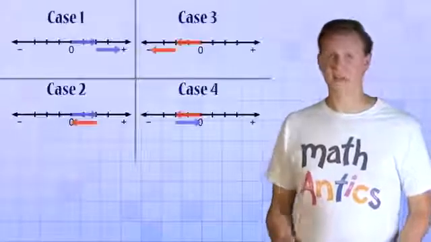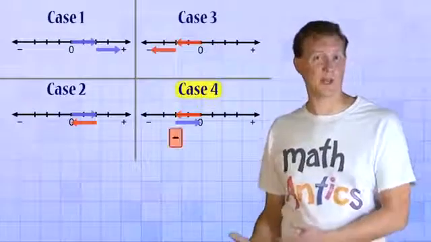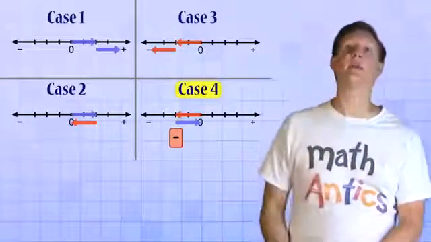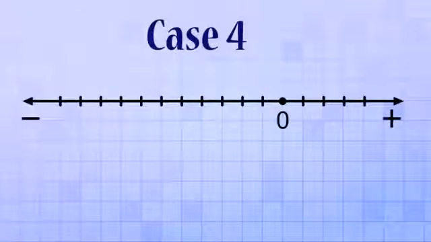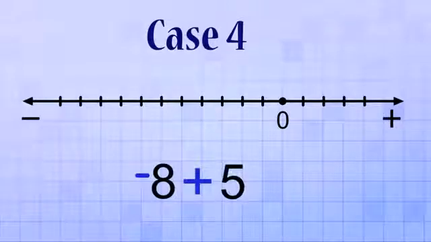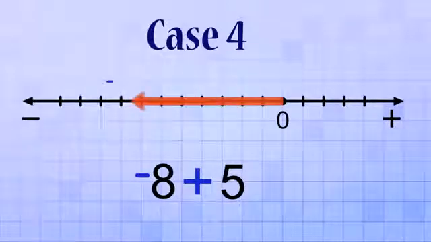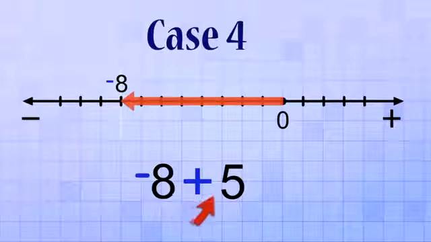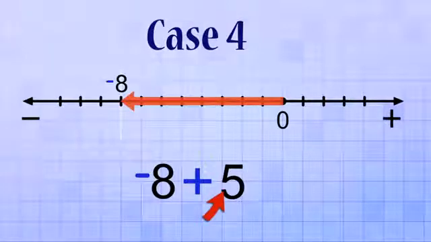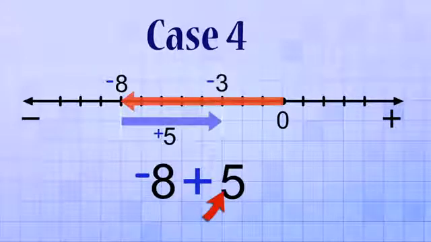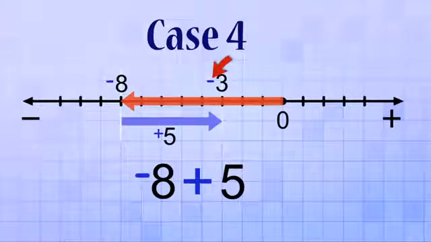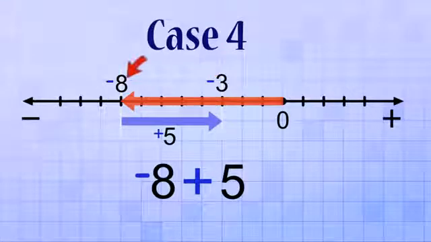And finally, in case 4, you also start with a negative number, but this time you're going to make it more positive. Here's an example of a problem like that. -8 plus 5. This problem starts with -8, but then we add +5, which makes it more positive, or moves us to the right on the number line, up to -3, which is our answer. Our answer is still negative, but it's less negative than what we started with.